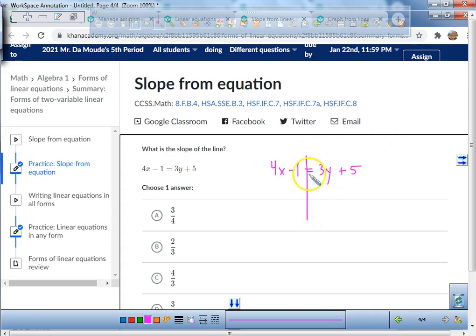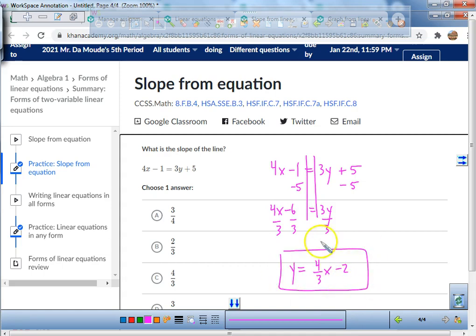Now, if I was to do that, here's what I would have to do. I would have to take away 5 from both sides. Then that would give me 4x minus 6 equals 3y. Then I would divide everything by a 3. And I would get y equals 4 thirds x, and -6 divided by 3 is -2. Now, this would be my answer if I wanted the slope and the what? The y-intercept, but it doesn't ask me for the y-intercept, so I don't have to solve the whole equation.